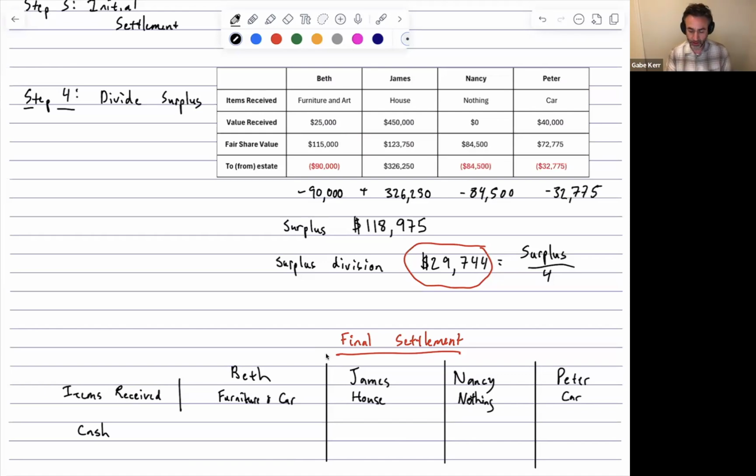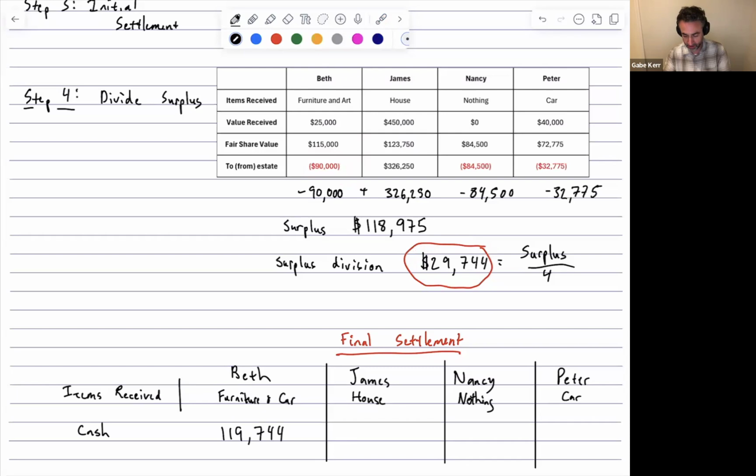Well, the estate gave Beth $90,000. And so we had to add on after the surplus division another $29,744. And what that ended up giving her is exactly $119,744.